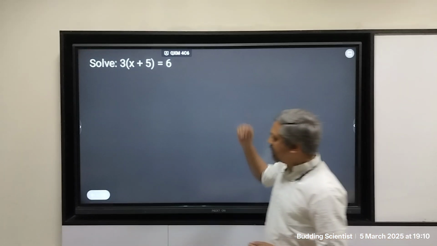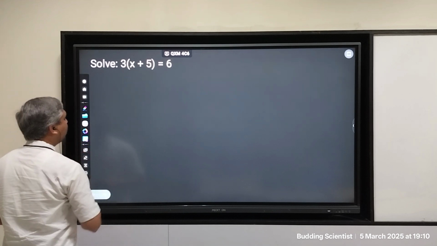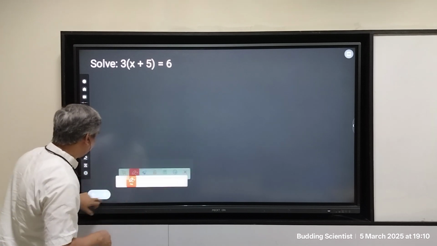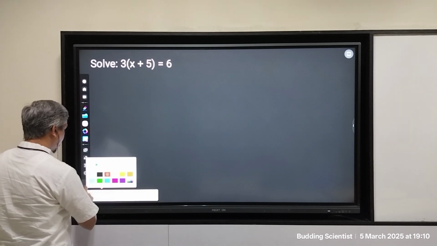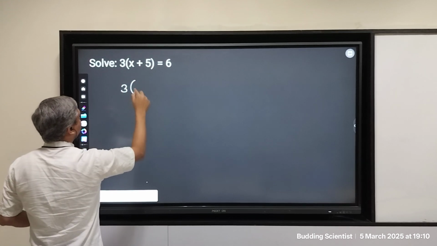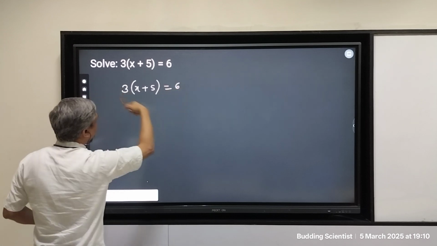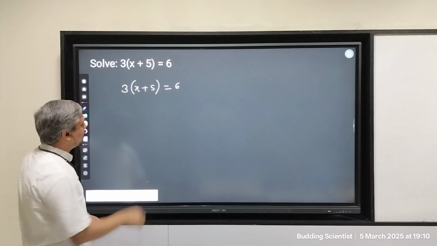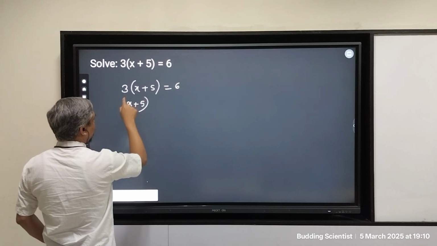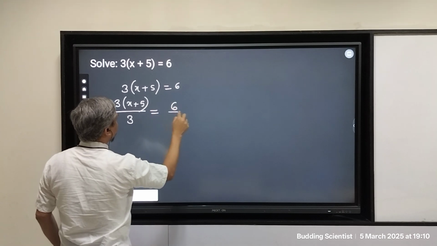The first question is 3 into bracket x plus 5 is equal to 6, and we are asked to find the value of x by solving this equation. How can we find the value of x? Please check this. I write 3 into bracket x plus 5 is equal to 6. I can divide by 3 on both sides. So I get x plus 5 into 3 upon 3 is equal to 6 upon 3.